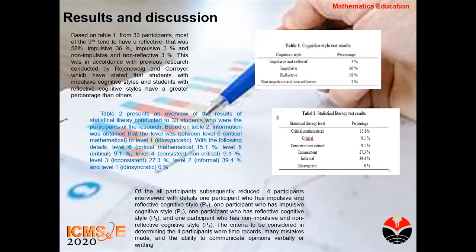The second table presents an overview of the result of the statistical literacy test conducted with 33 students who were the participants of the research. Based on the second table, it was found that the levels ranged from level 6, critical mathematical, to level 1, idiosyncratic.